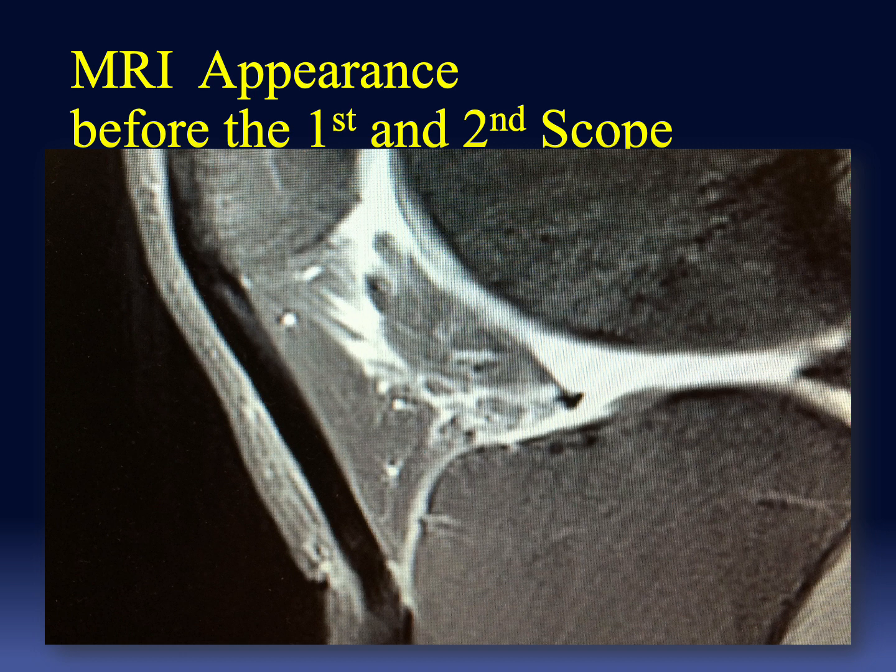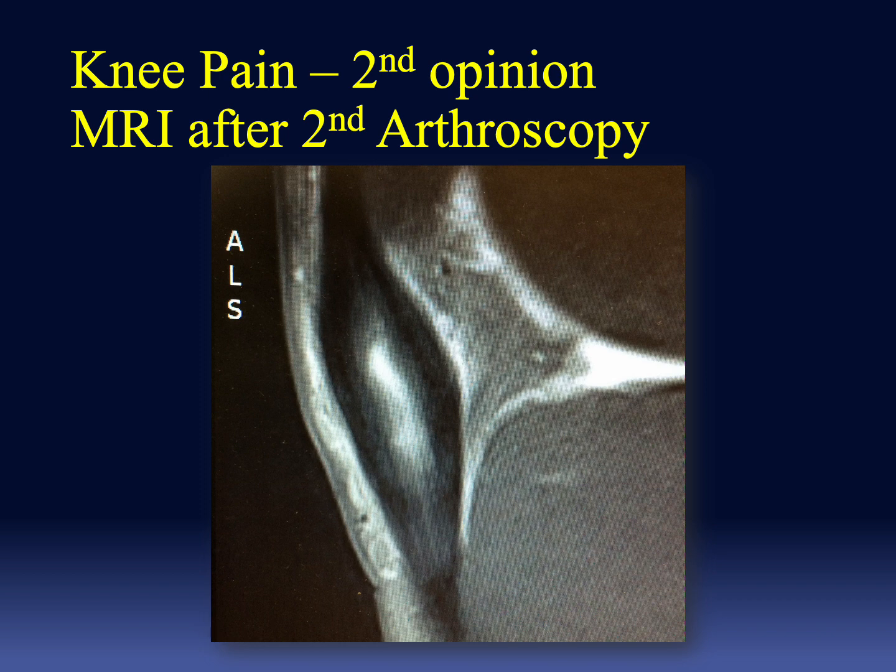Of particular interest was her MRI. On the screen now you see the MRI before the first and second arthroscopies. I want to draw your attention to the outline of the patellar tendon, which is a nice, neat, straight, dark structure. On the repeat MRI, we see that the tendon is increased in diameter and there is increased water content in the center. If this was a spinal cord, you would call it a syrinx.